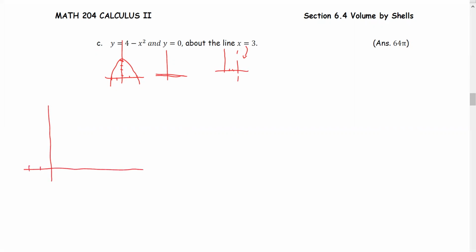Sketch the graph. By the shell method, we draw the bar or the slice parallel to the axis of revolution, in this case the line x equals 3. The position of the bar is x, where x is between negative 2 and positive 2, and this is the interval of integration.